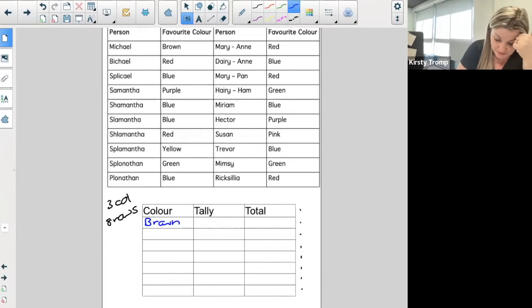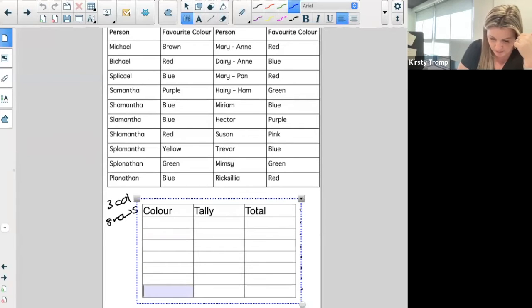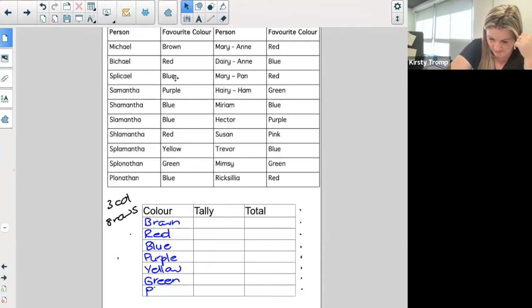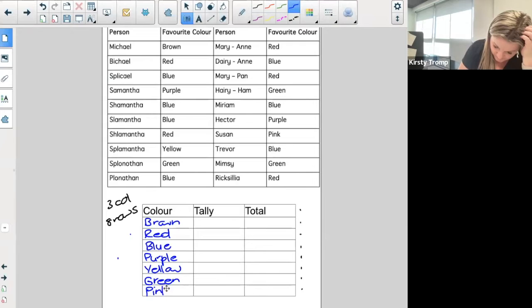So I had the color brown, I had the color red, we had the color blue, we have the color purple, then we had yellow, we have green, and we have, oh no, sorry, where'd he go? There we go. Oh my goodness, thought it was all gone. And we have pink. Okay, so there's all my colors.